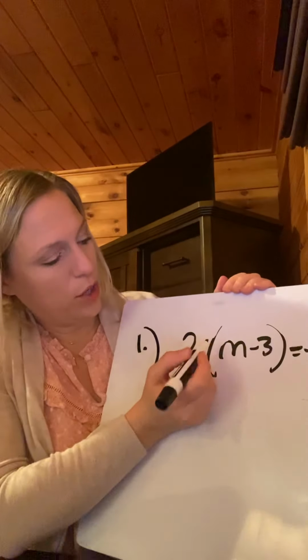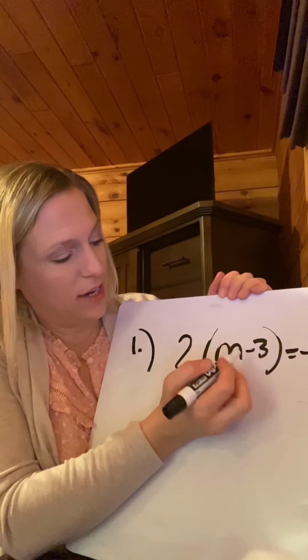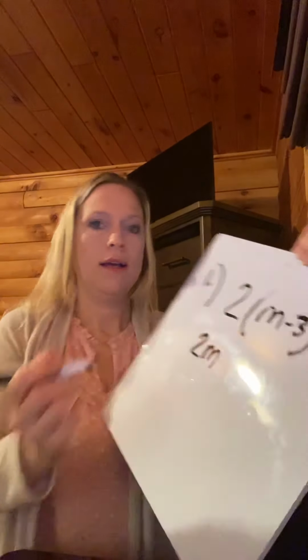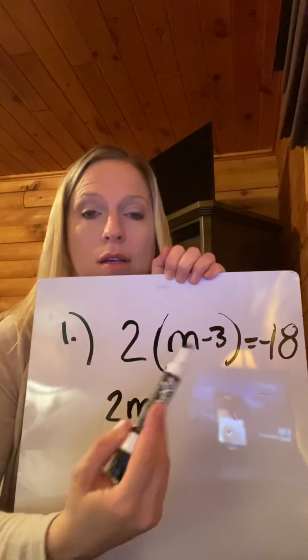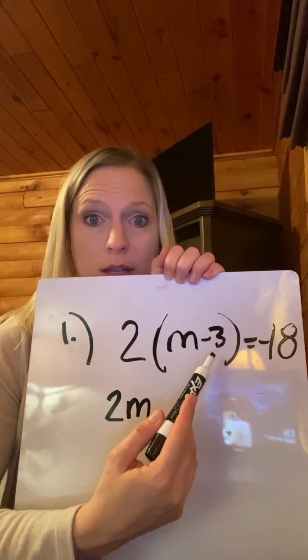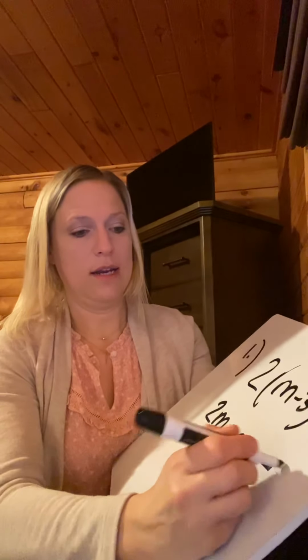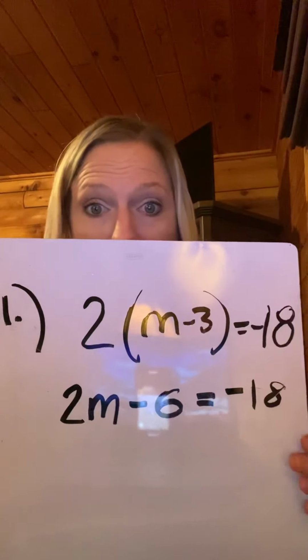So what we're going to do is look inside the parentheses, there are 2 terms. There's 1m and there's negative 3. So you're going to do 2 times m, which is 2m. And then what do you do next? 2 times negative 3 is negative 6. Equals negative 18. So your line really needs to look exactly like mine.